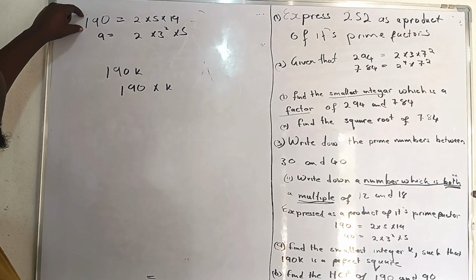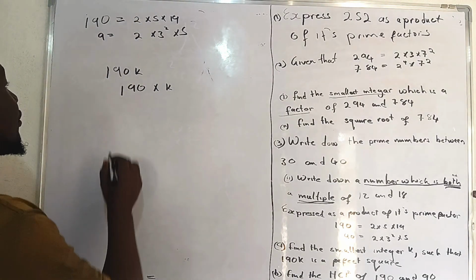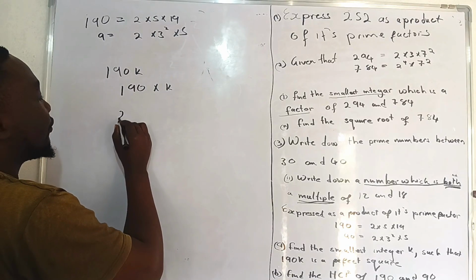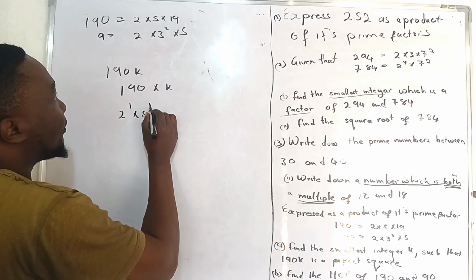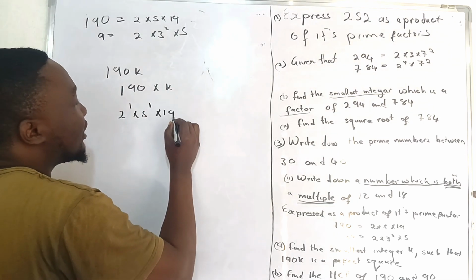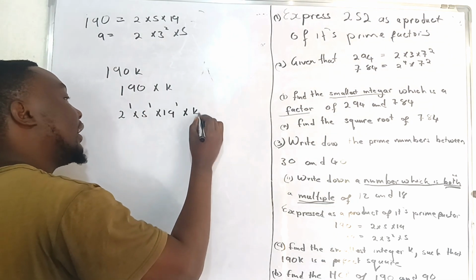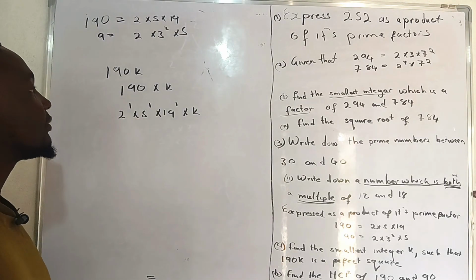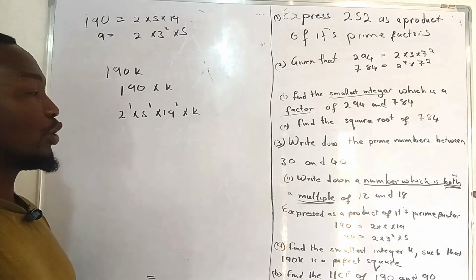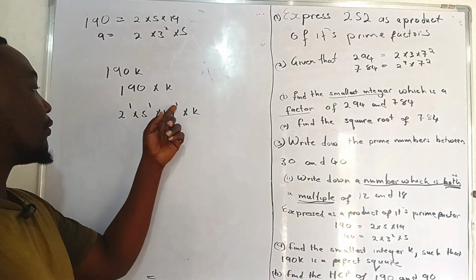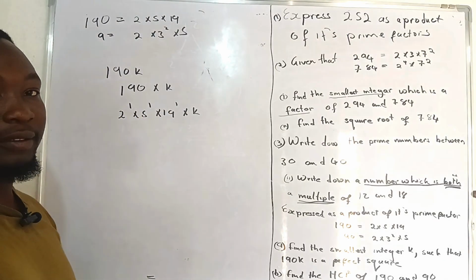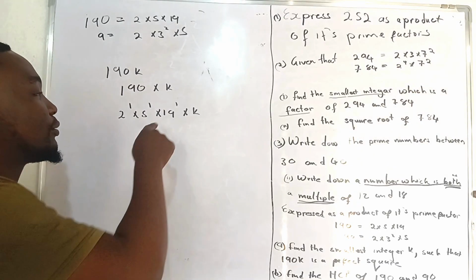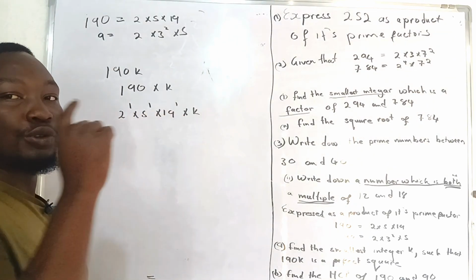So you have 190 expressed as a product of its prime factors: 2 to the power 1 multiplied by 5 to the power 1 multiplied by 19 to the power 1 multiplied by k. Remember I told you, in order to make a number a perfect square, the powers of the prime factors must be even. Is 1 an even number? 1 is not an even number. So the smallest even number is 2.